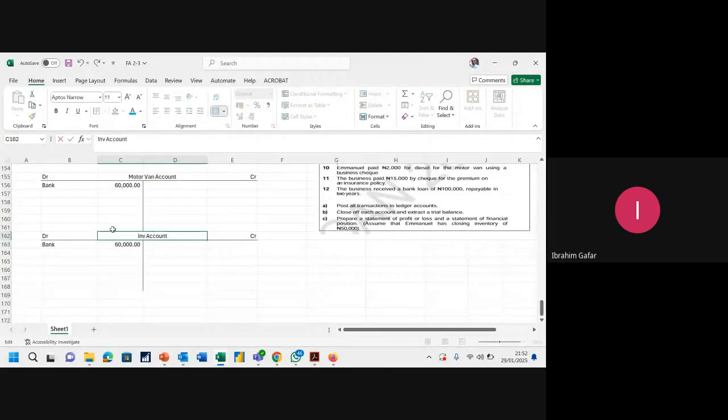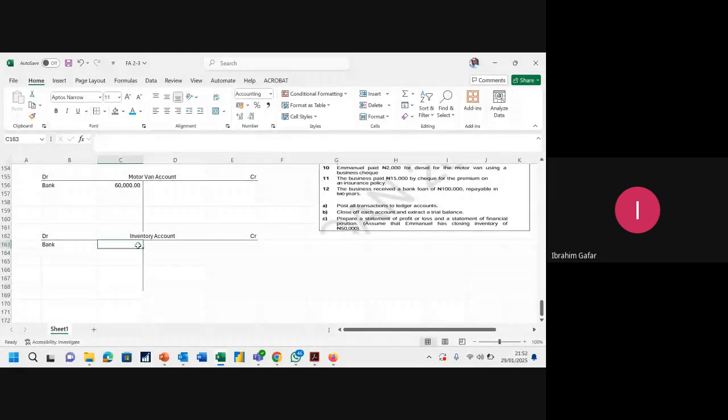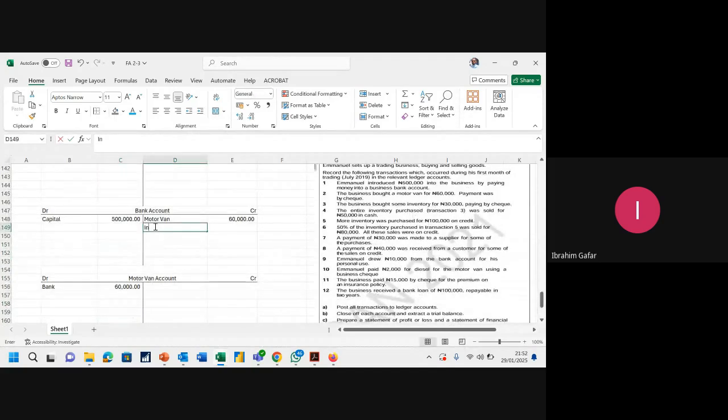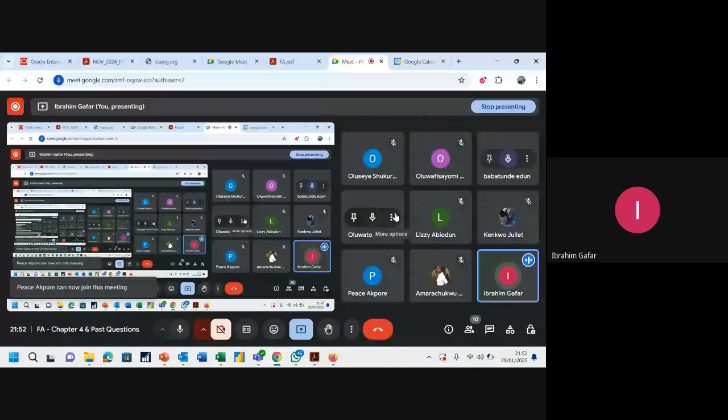So we have inventory. How much is the inventory again? Is it 30,000 naira? So we have inventory, 30,000 naira. Inventory was bought by bank. Now here in the bank, we credit it 30,000 naira. Is it clear to everybody? If it's not clear, please just talk. I will start again and do it. If it's not clear to anybody, please just let me know. Right?